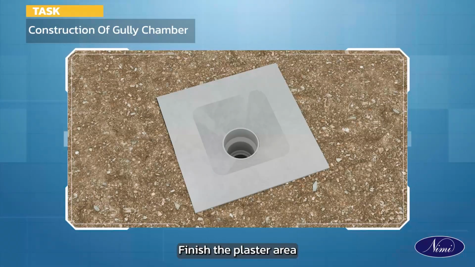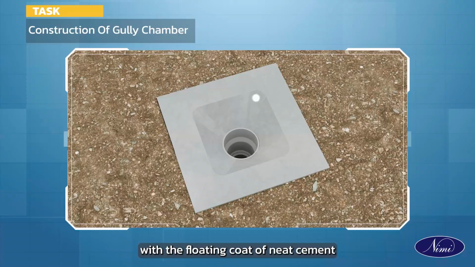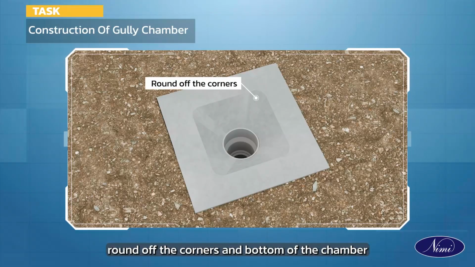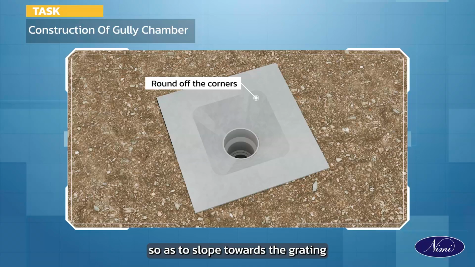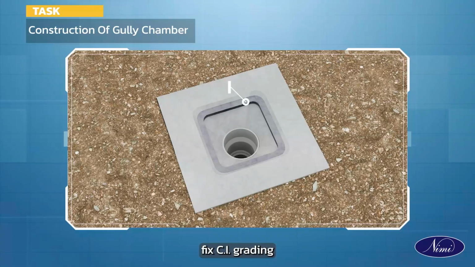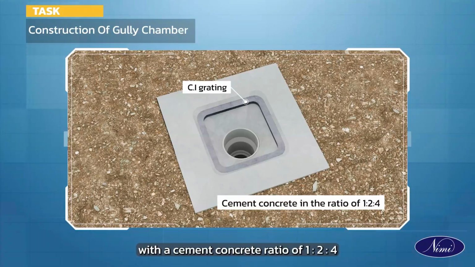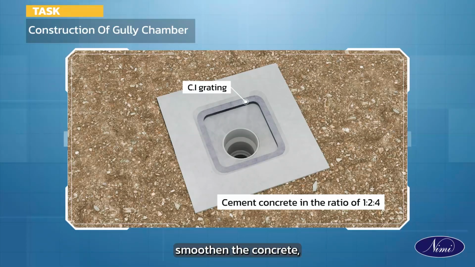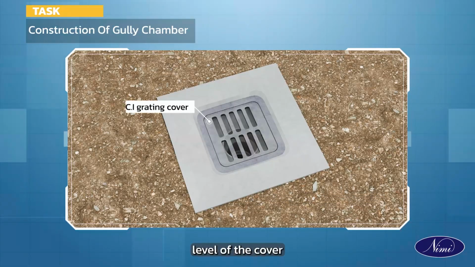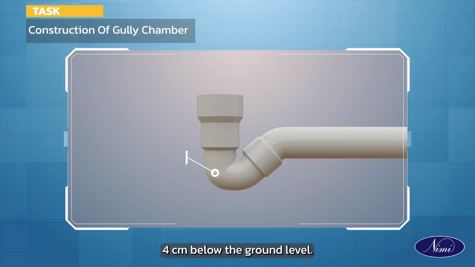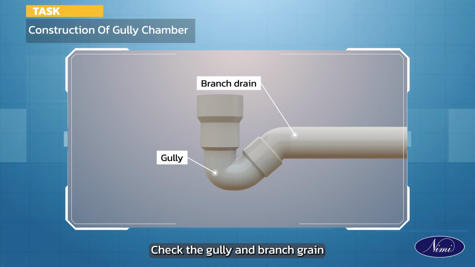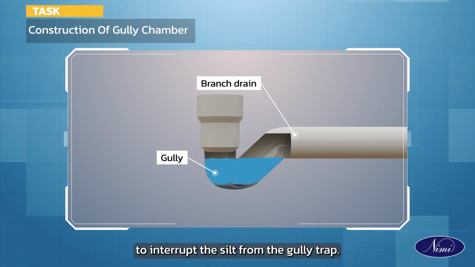Finish the plastered area with a floating coat of neat cement. Round off the corners and bottom of the chamber so as to slope towards the grating. Fix CI grating 300 by 300 on top of the brick masonry with cement concrete ratio of 1:2:4. Smoothen the concrete. The finished top level of the cover will be about 4 cm below the ground level. Check the gully and branch drain for pass through the outlet to entrap the silt from the gully trap.